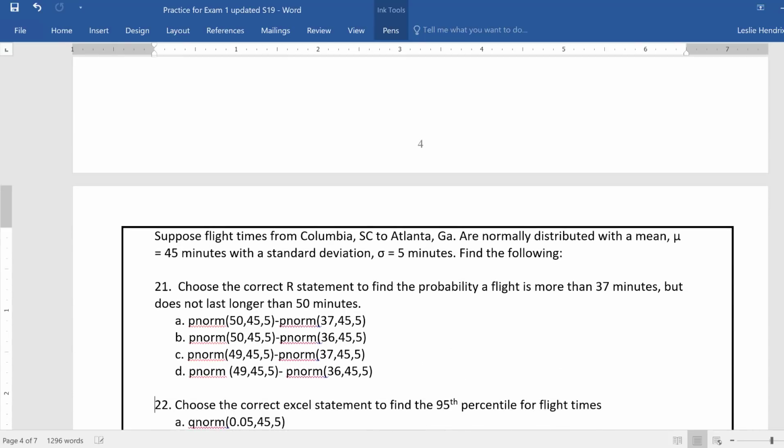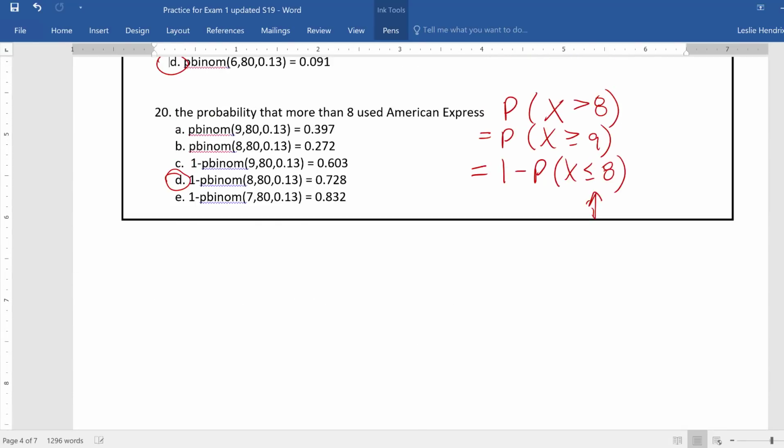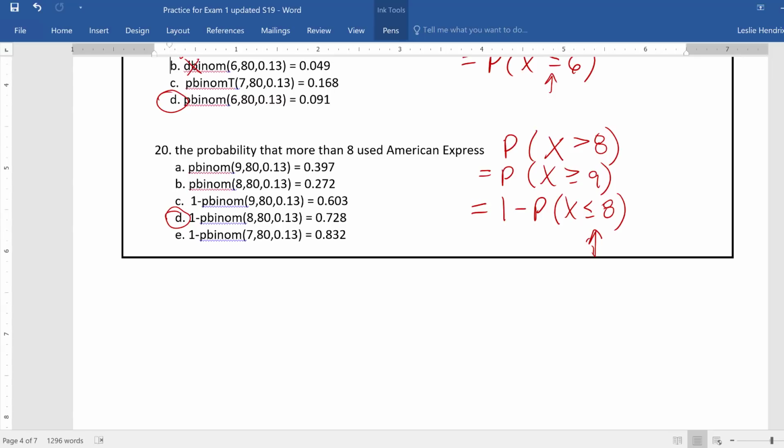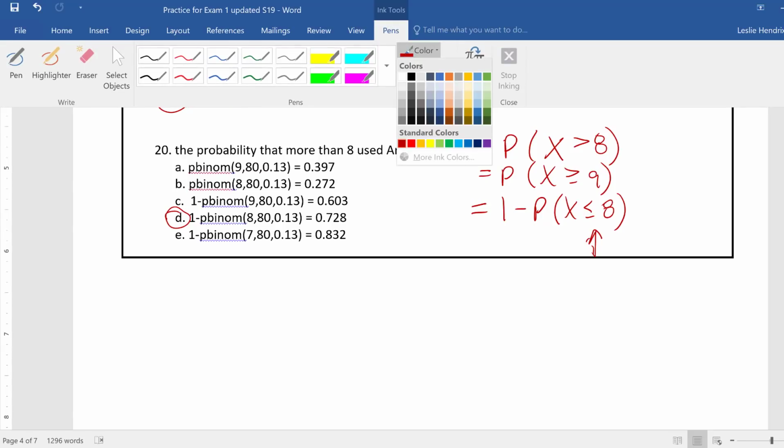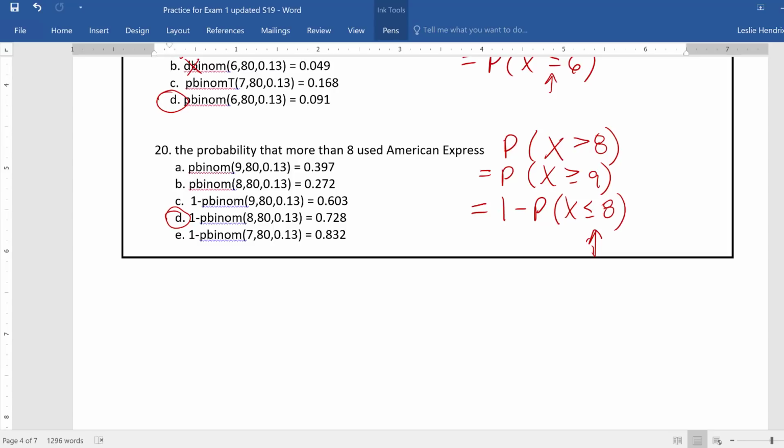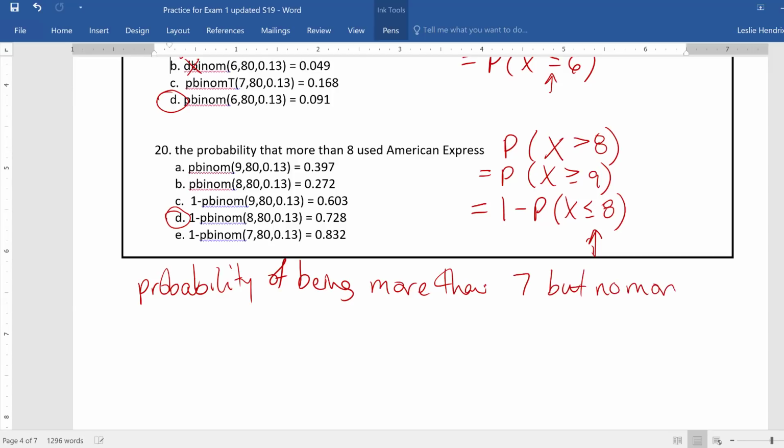Excellent. Let's do one more of these because there's another situation that we can do. Let me just make up a question on the fly. So let's suppose that I asked the probability of being more than 7, but no more than 20. All right, so how do we calculate that? Well, first let's write the English language into a probability statement.